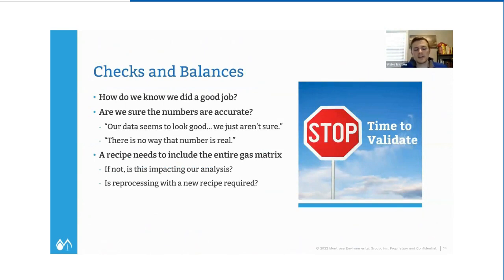So checks and balances: how do we know that we did a great job? You want to know that your data is accurate. You get the data, and you're like, I don't really know if that's it. How do I know that it's accurate? How do I know that it's precise? Well, validation. Once again, validate your data. It needs to happen. If you're unsure about the data, or if you think the concentration is quite frankly wrong, you need to look at it and validate it, and make sure that our data is right. And if it's impacting your data analysis and you have some large interference, or large negatives in your data set, you might need to add or subtract something to your recipe in order to make it right.